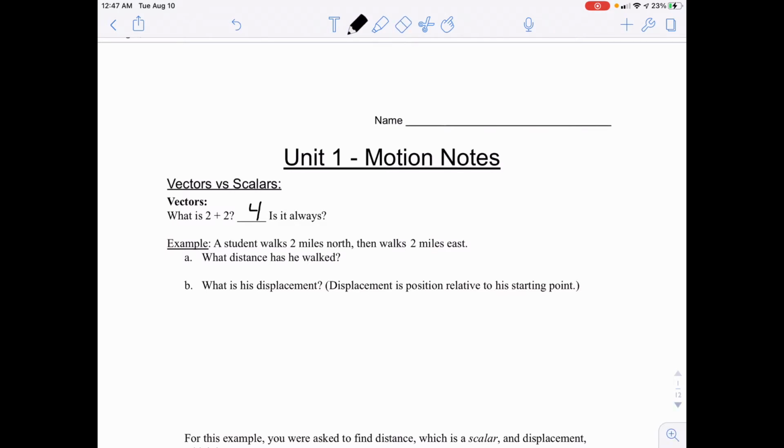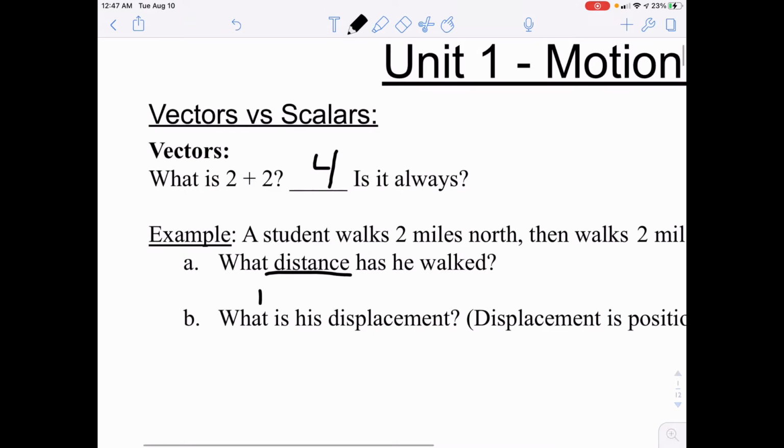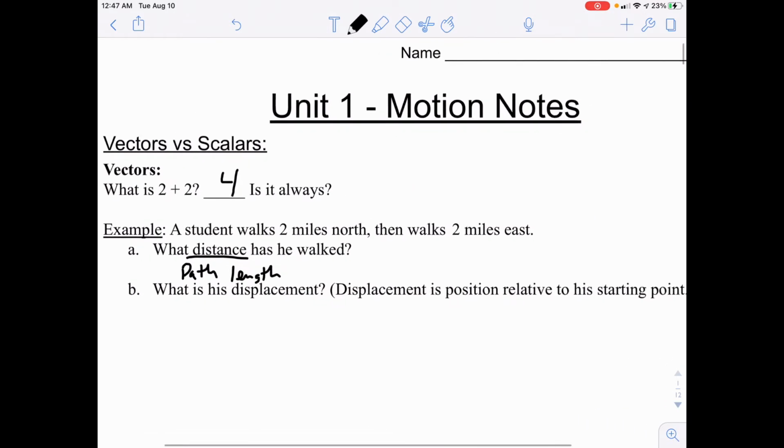When a student walks 2 miles north, then walks 2 miles east, what is the distance they walked? Well, the distance, remember, is a path length. And length can never be negative. So that one is just as simple as distance is equal to 2 miles, MI is the abbreviation for miles, plus 2 miles, which is 4 miles.